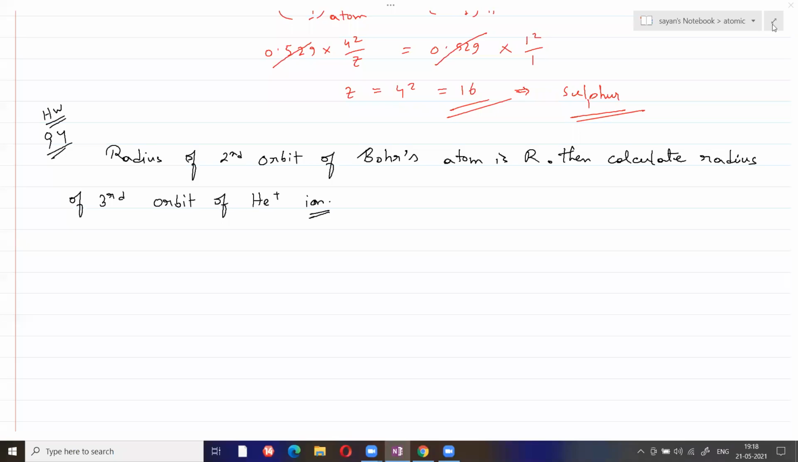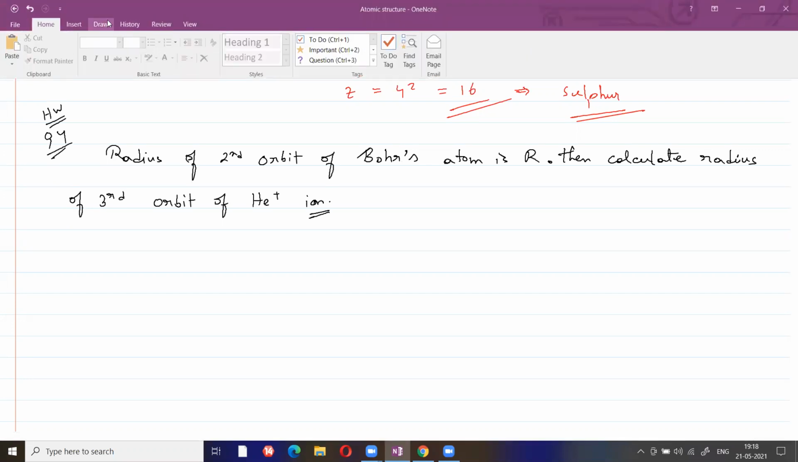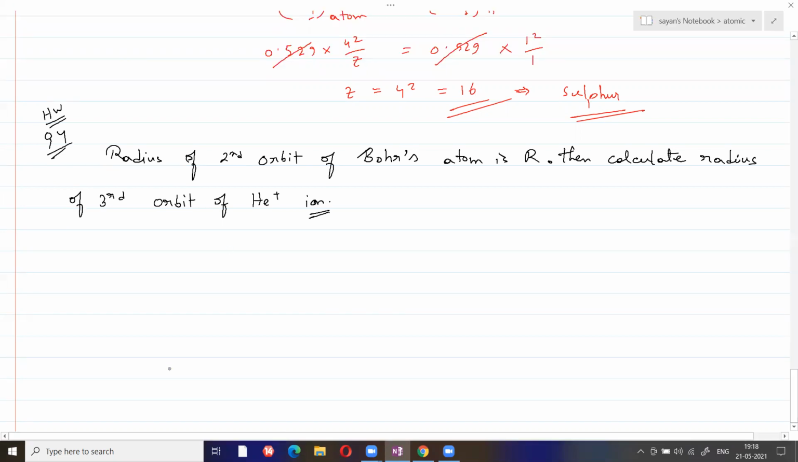How can you find out the velocity of electron? Okay, let's write down the velocity of electrons. Velocity of electron in nth Bohr's orbit.